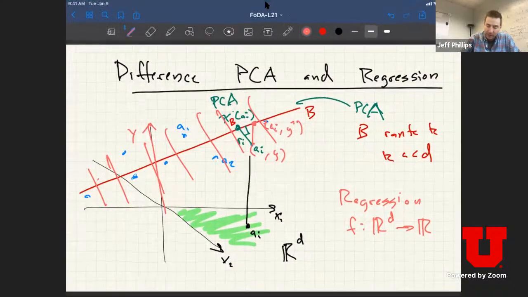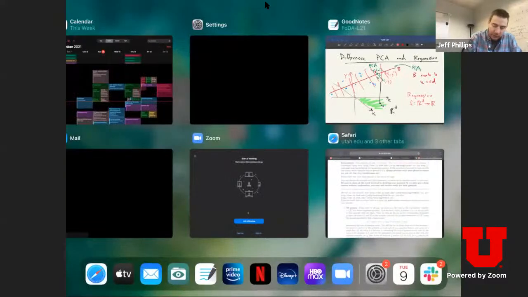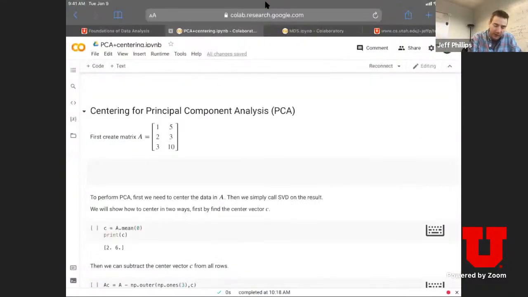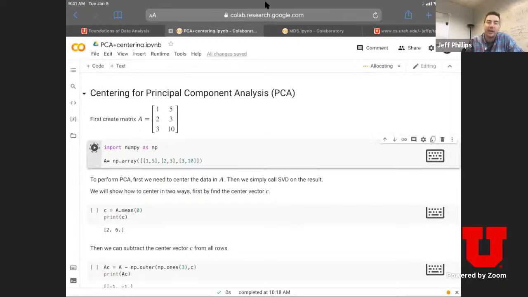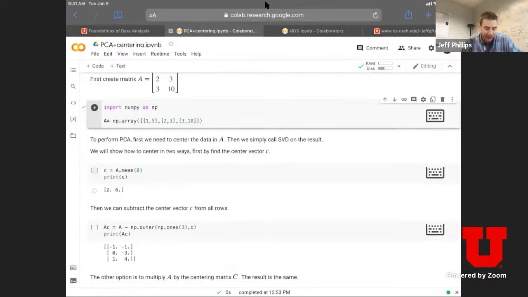Another thing I wanted to show you quickly was a demo in Python, again linked off the webpage for PCA. I just want to quickly go through centering. Centering will show up in multidimensional scaling. So if you're watching for that, you'll want to see this.